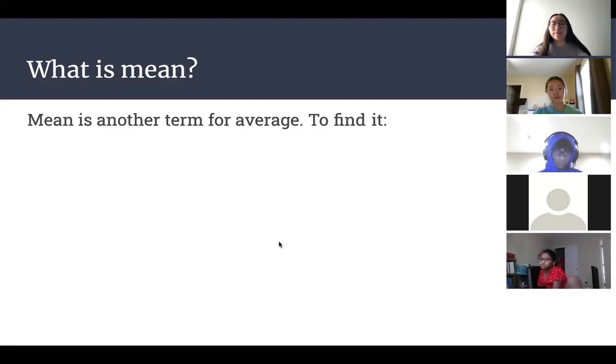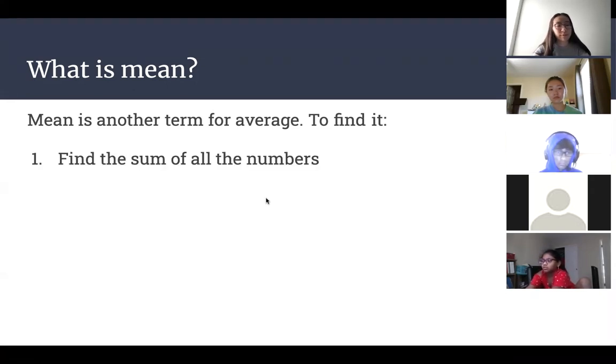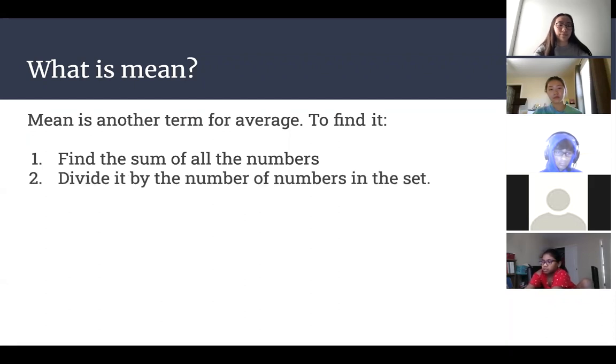So first, mean. What is mean? Well, mean is basically just another way to say the average. And to find the average of a set of numbers, first you have to find the sum of all the numbers, and then you have to divide that by the number of numbers in the set. So let's give an example.